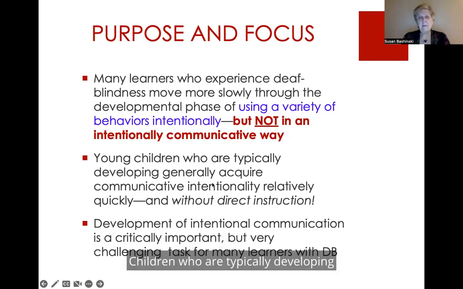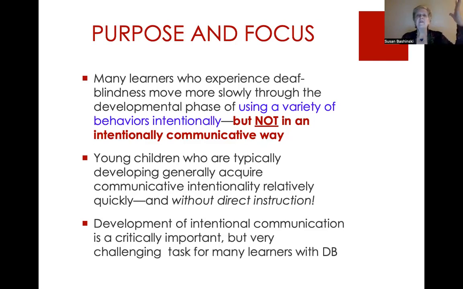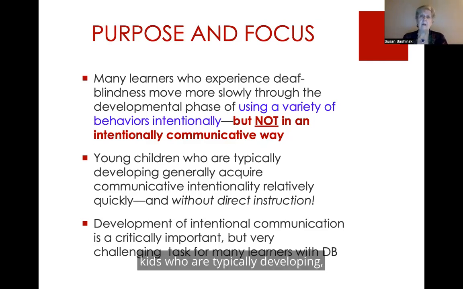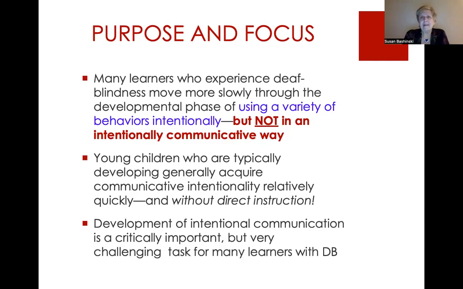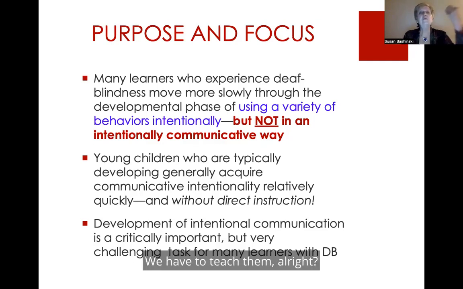Children who are typically developing ordinarily acquire communicative intentionality pretty darn quickly. And almost all those kids who are typically developing acquire communicative intentionality without being directly taught. They learn it just incidentally by interacting with their families and their preschool and their peers and siblings. They just pick up that skill. Kids with deafblindness, especially those kids with more severe vision and hearing losses, they don't. We have to teach them.